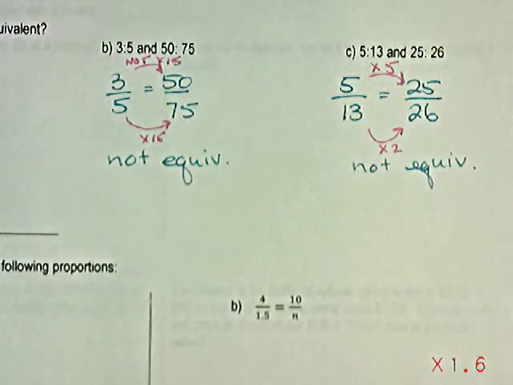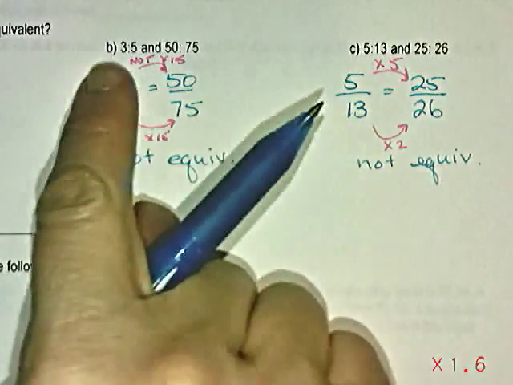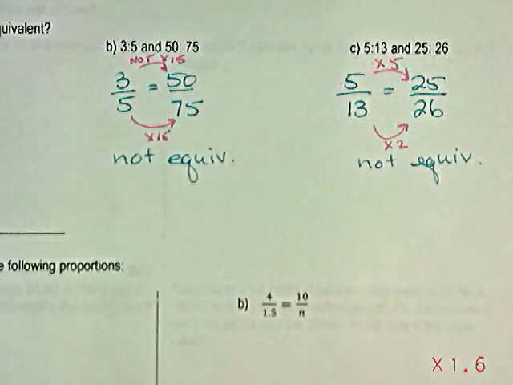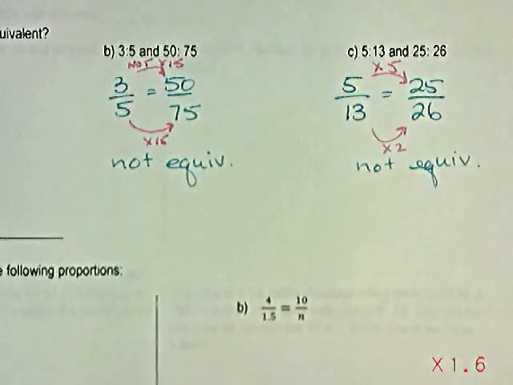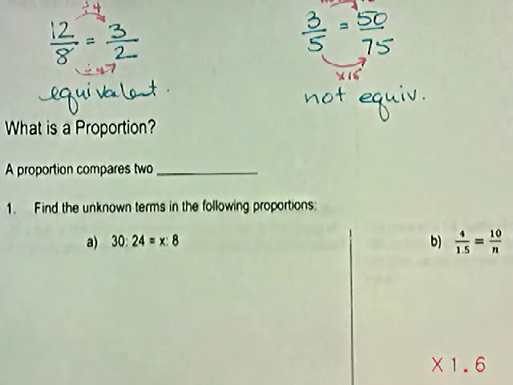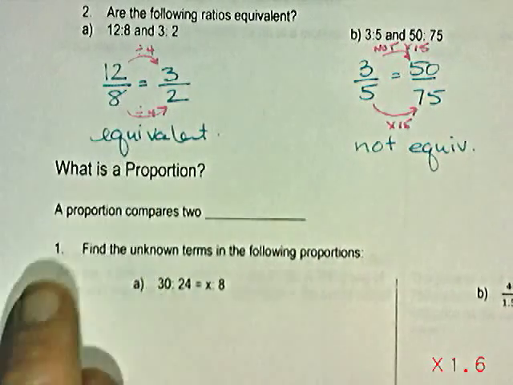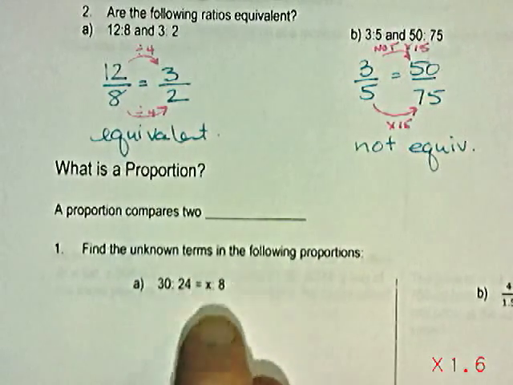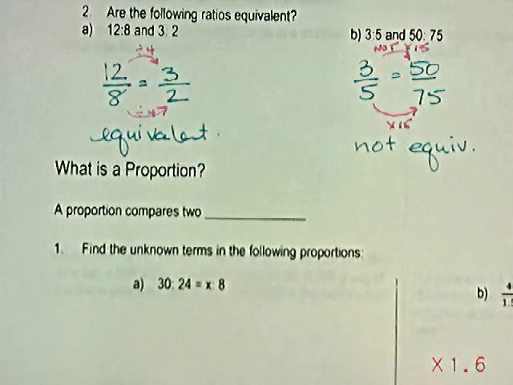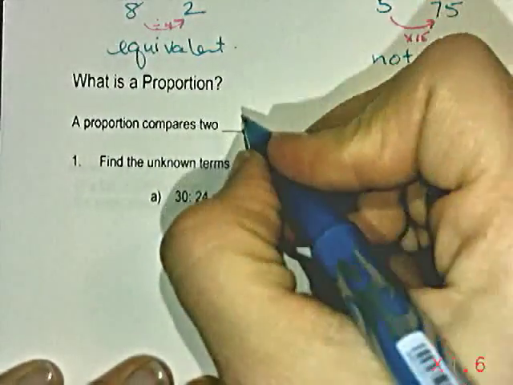Neither of those ended up being equivalent because neither of them had a constant multiplication factor with both their numerator and their denominator. And that brings us to proportions. What is a proportion? Well, ratios are comparisons of two numbers, and a proportion compares two ratios.